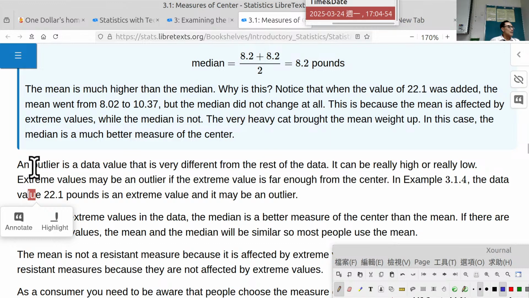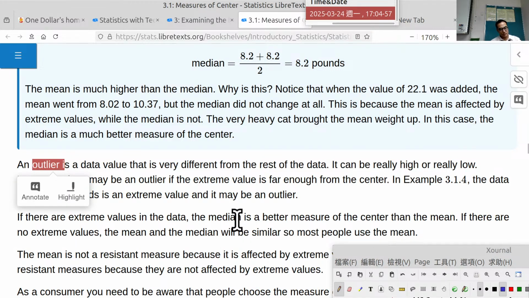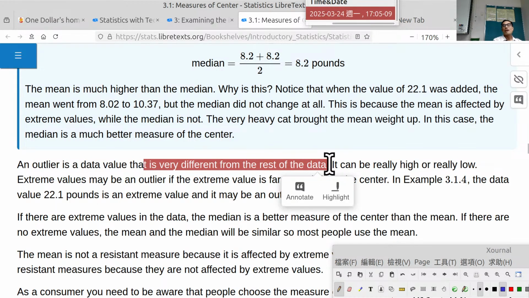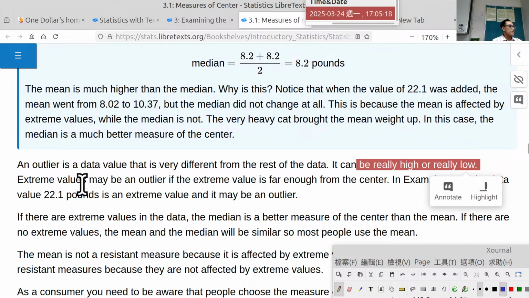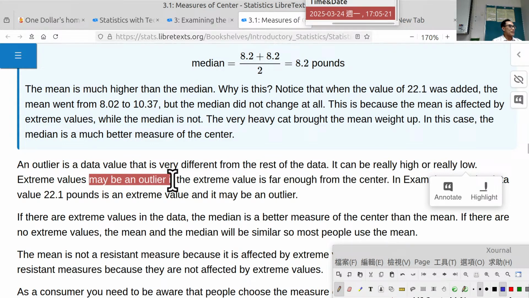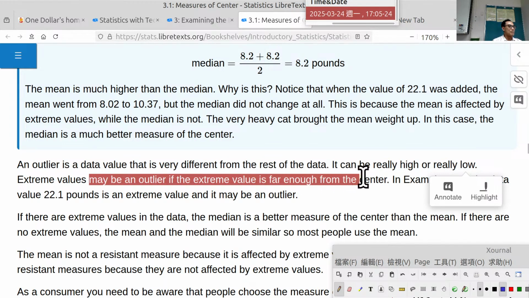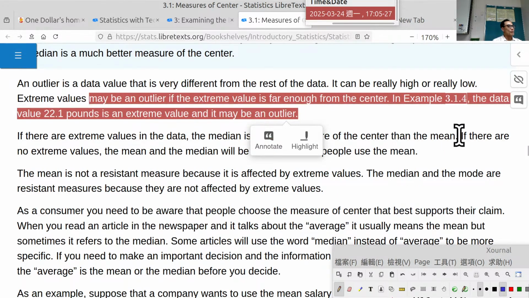Okay, then an outlier. What is an outlier? A strange value that is very different from the rest of the data. Very small or very big. It can be really high or really low. Extreme values may be an outlier if the extreme value is far enough from the center. In example 3.1.4, the data value 22.1 pounds is an extreme value, and it may be an outlier. Okay, let's move on.